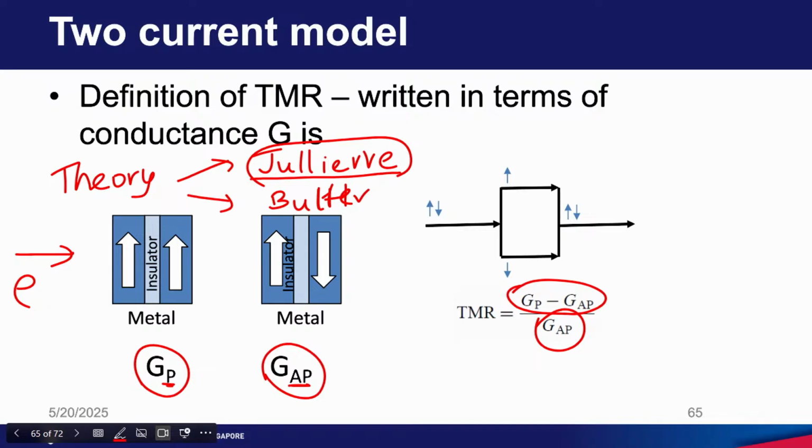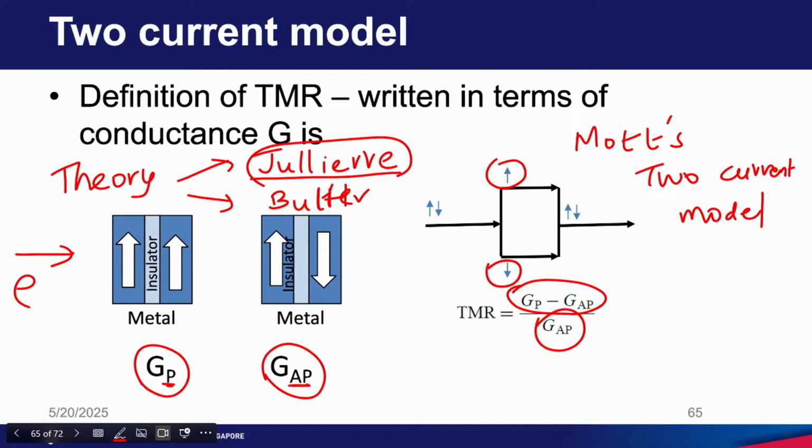So, here again we can use the idea that we studied in Mott's two current model. There is a separate path for spin up electrons and a separate path for spin down electrons. So, we have two channels for spin up and spin down electrons. Okay, so now let us go into the details.